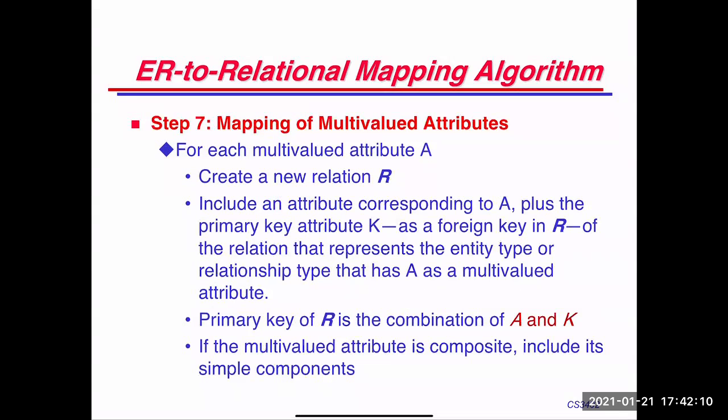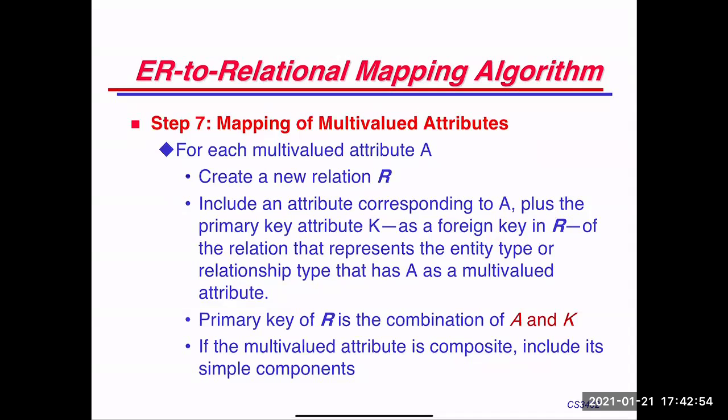And now we come back to how we actually deal with the mapping of multi-valued attributes. So that's the last step in this process here. So for each multi-valued attribute A, we create a new relation R, and we include an attribute corresponding to A plus the primary key attribute K as a foreign key in R. Okay, so does that make sense? And of course, the primary key of this new relation R will now be the combination of A and K.